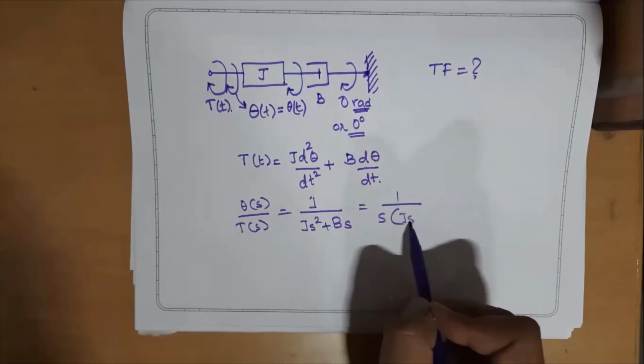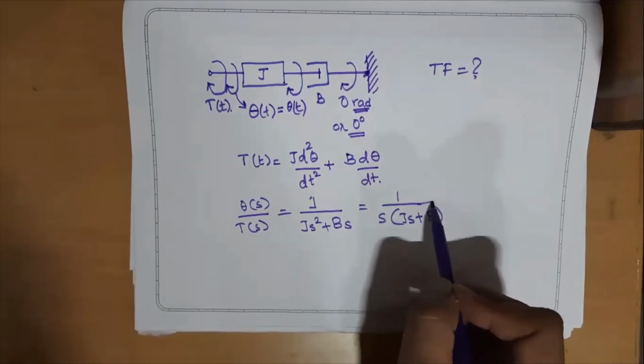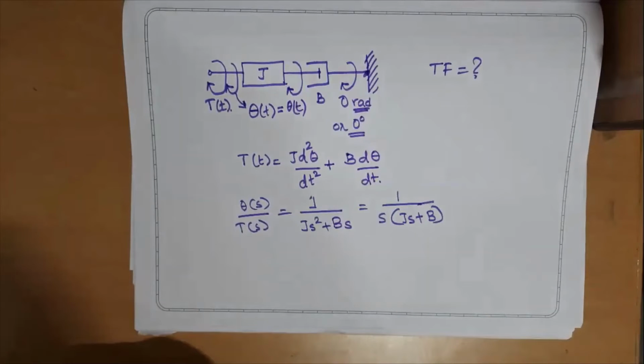Or make a simplification by taking s as a common element. It will be s inside bracket Js plus B. So I hope everyone should follow this. This is the simplest example. So next let us take another scenario.